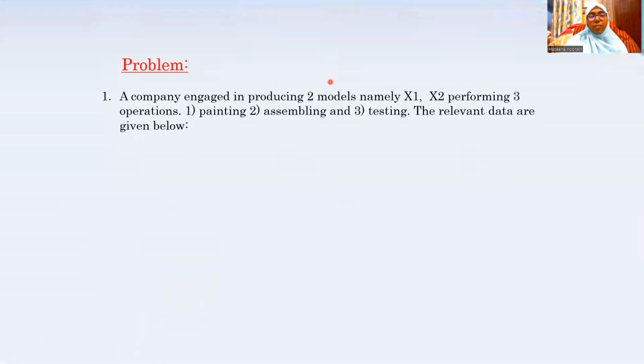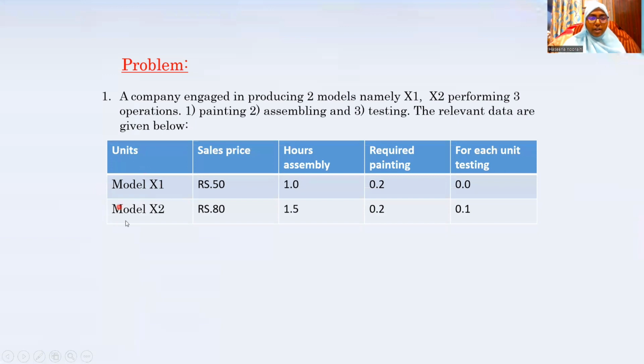The problem says a company is engaged in producing two models, namely X1 and X2, which go through three operations, that is painting, assembling, and testing, and the relevant data are given below. These are the relevant data: sales price, hours of assembly, required painting time for each unit, and testing. One is model X1, the other model X2. The sales price is 50 and 80. Hours of assembly 1.0, 1.5; painting time required 0.2, 0.2; for each unit testing 0.0, 0.1.